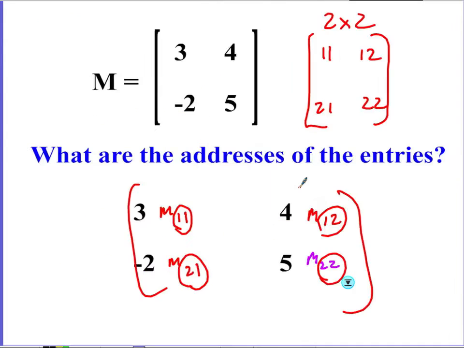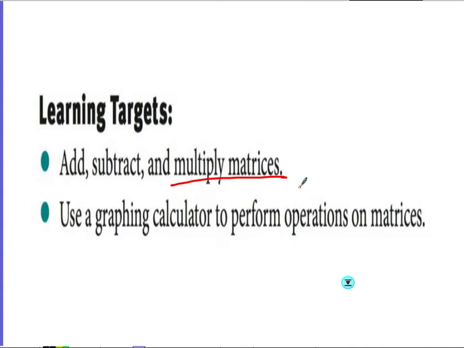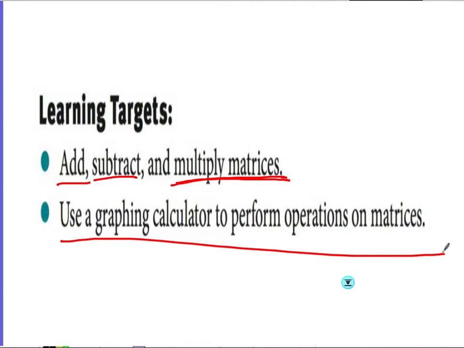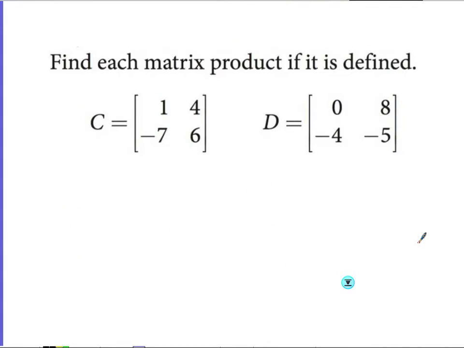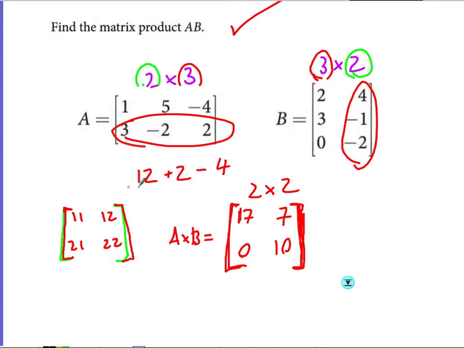Okay, so I showed you how to add and subtract matrices, and I showed you how to multiply matrices. So now I'm going to show you how to use a graphing calculator to perform those exact operations. So let's verify if matrix A times matrix B does in fact equal 17, 7, 0, 10 inside there.